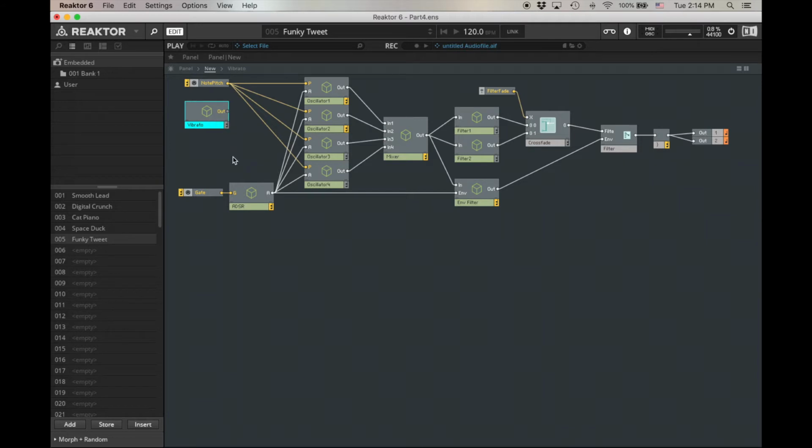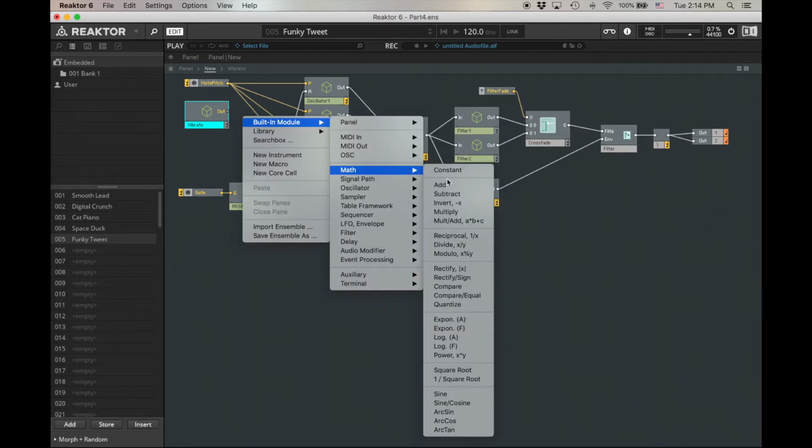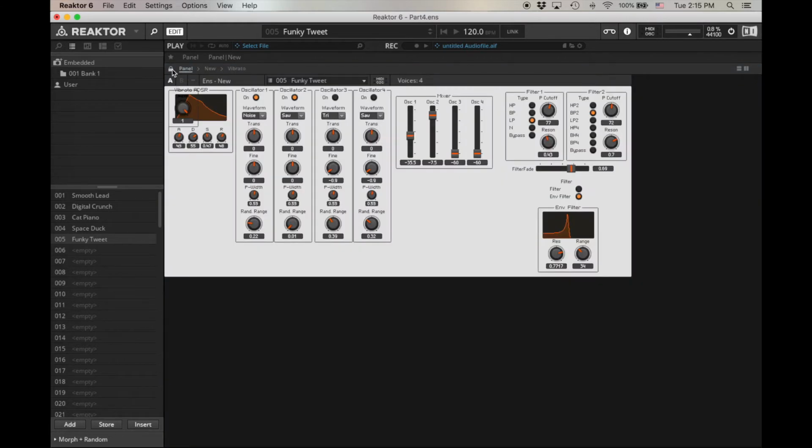All we need to do with this vibrato now is add it. Built-in module, math, add. And all we need to do is add it to the note pitch that's coming in. Let's wire this up to all of the P's. And let's go back to our panel. So here's my vibrato. Let's play a note.